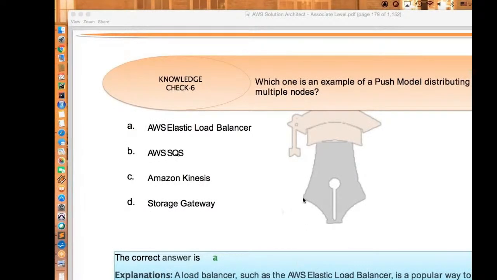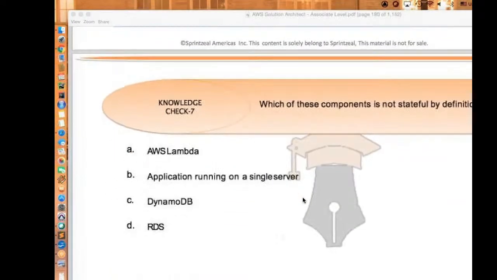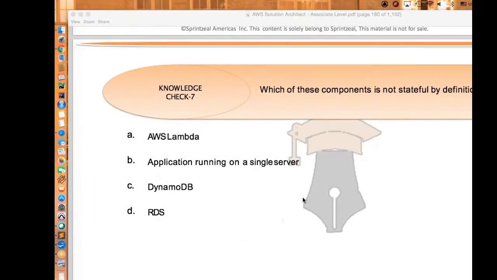Okay, coming to the next question, which of these components is not stateful by definition?